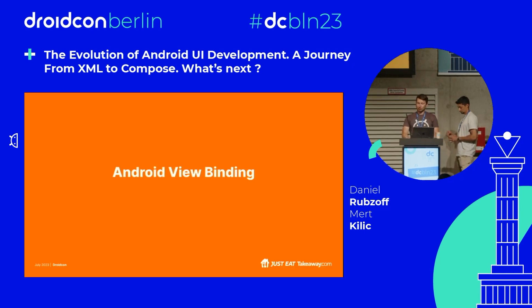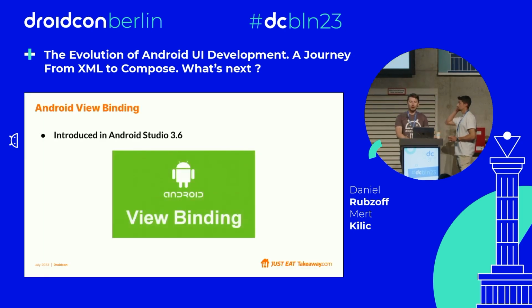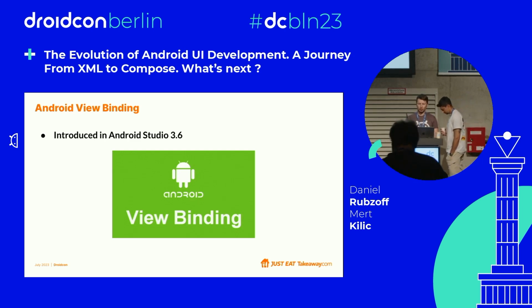Then came the transition to Android view binding. Android view binding was introduced with the release of Android Studio 3.6 in early 2020. It is a feature of the Android Jetpack library that allows you to bind the views directly in the code with the generated binding class. So it also provides type-safe view references from the XML layout.